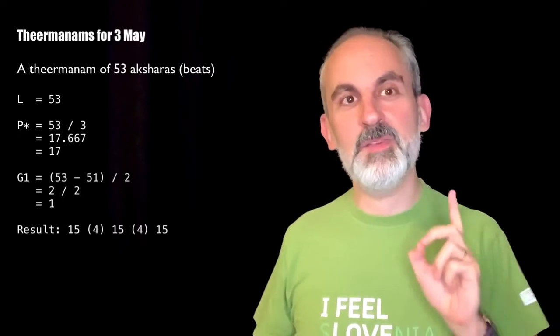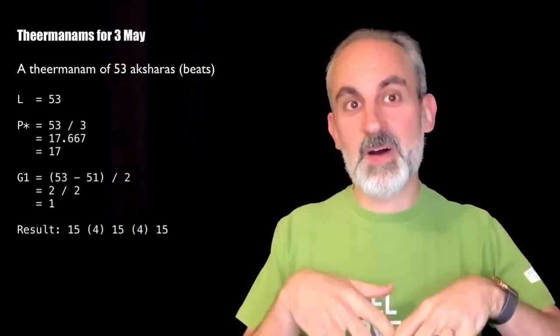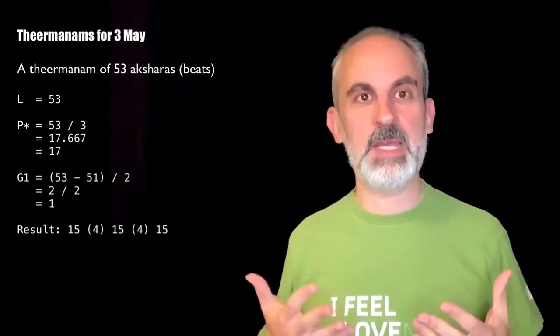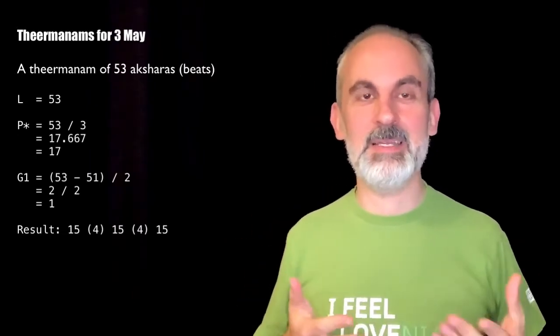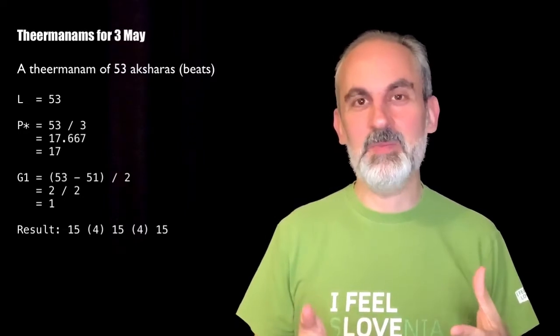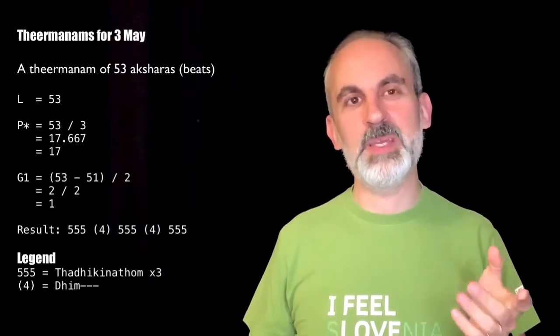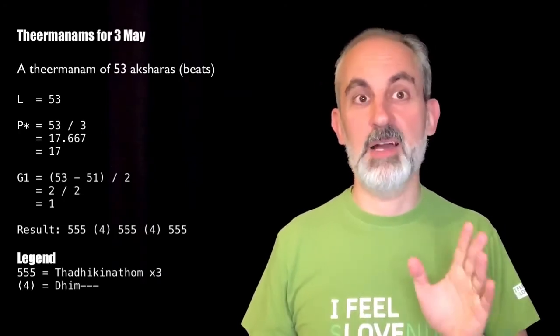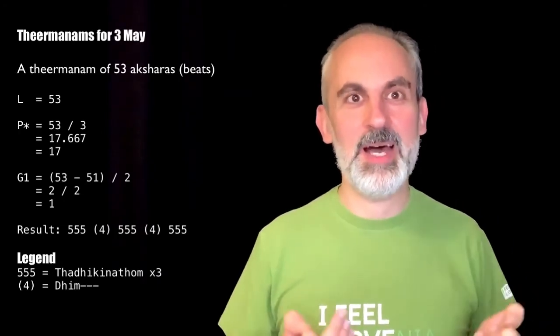And this is great because 15 we can subdivide each of them and make it 5, 5, 5. Our good friend tadikinaton, tadikinaton, tadikinaton. So then this tirmanam that we're going to try now will be 5, 5, 5, 4 gap, 5, 5, 5, 4 gap, 5, 5, 5. Let's see how that works.